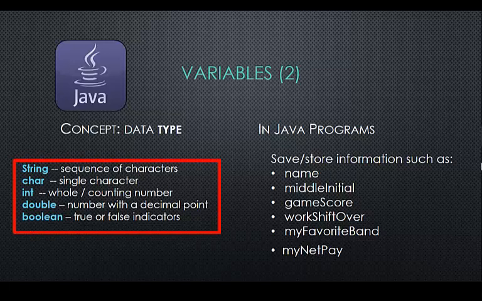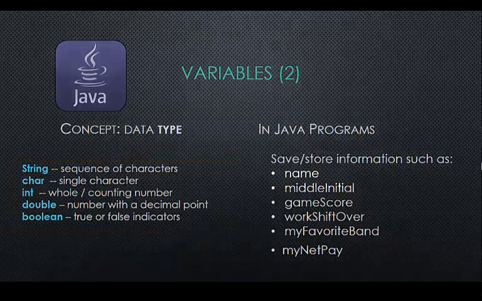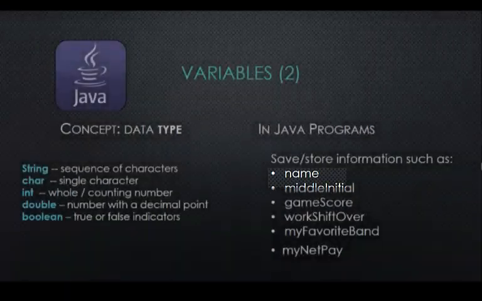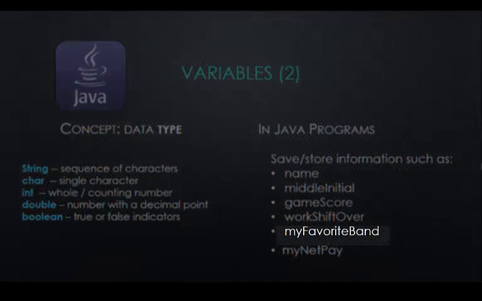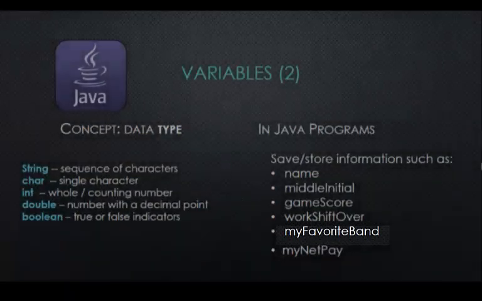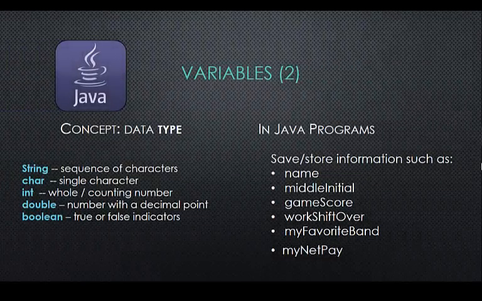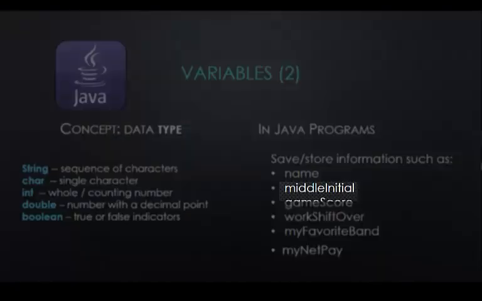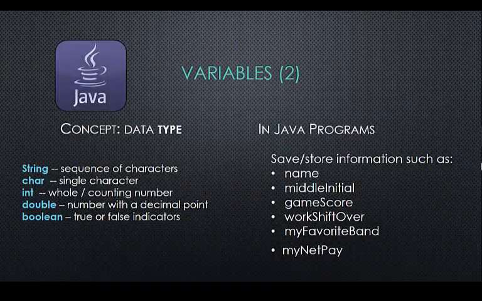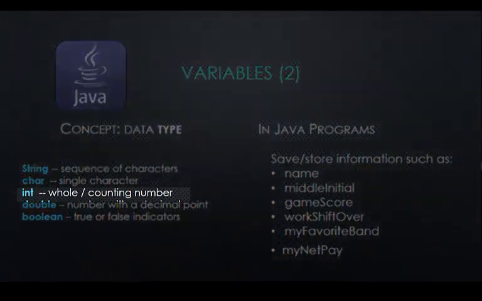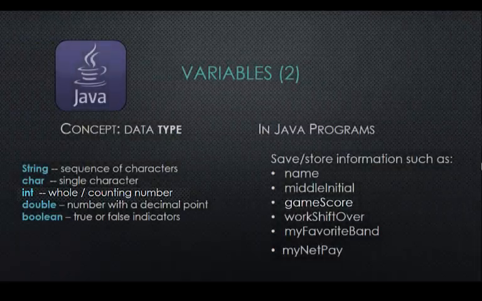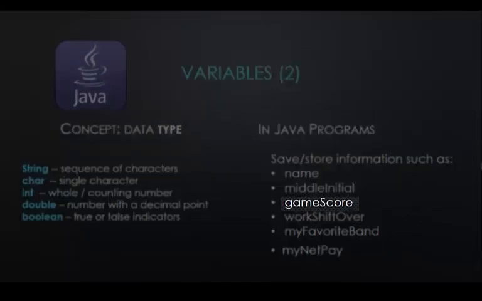A string can represent a sequence of characters, like a name, or the name of my favorite band. A char is just one single character, so we could use a char to represent a middle initial. Ints are whole or counting numbers. We use these when we want to keep score in a game or do integer arithmetic.